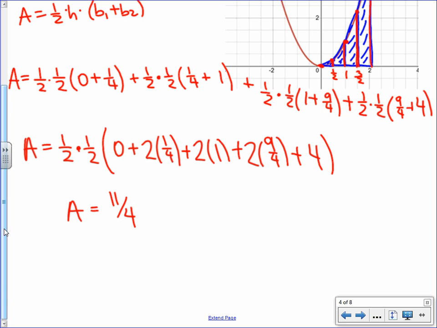Which is closer than any of our left and right approximations, but not exact. Are we ever going to do exact stuff like this? Yeah, that's what we're going to do Friday.